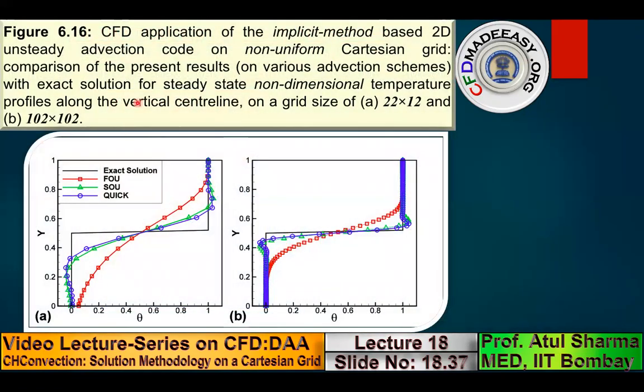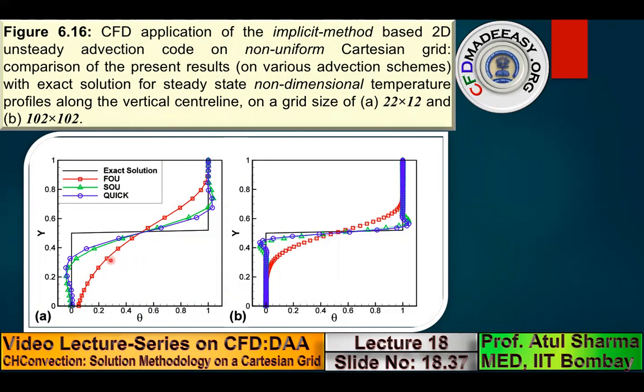So for this example problem, this is the result that has been obtained, where this is the vertical y coordinate of the vertical center line, and this is the theta variation. You can see that this is on a coarser grid and this is on a finer grid. As shown earlier, the first order upwind scheme shows a lot of smearing in the temperature distribution, and it is not able to capture the step change.